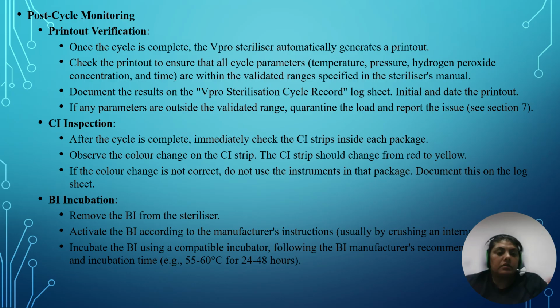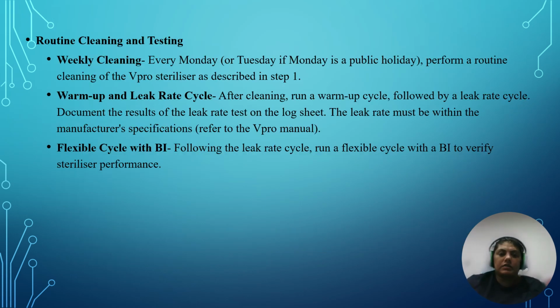BI incubation. Remove the BI from the sterilizer. Activate the BI according to the manufacturer instructions, usually by crushing an internal ampoule. Incubate the BI using a compatible incubator following the BI manufacturer's recommendation and incubation time. Example: 55 to 60 degrees for 24 to 48 hours.